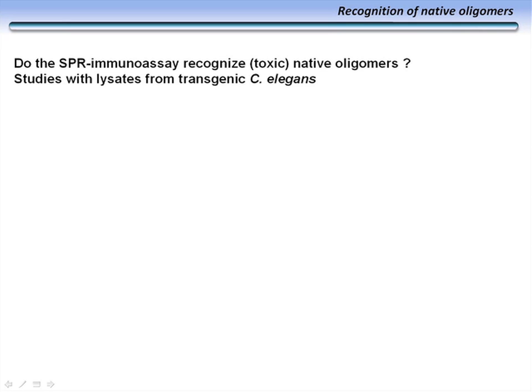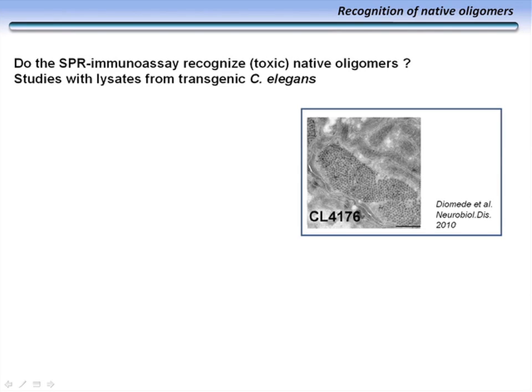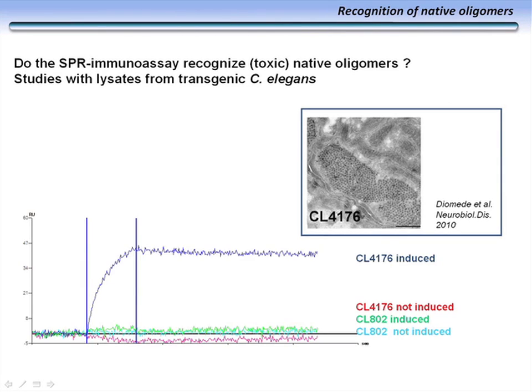And when we injected lysates from these worms, we obtained these sensorgrams, showing a clear signal. Whereas when we injected lysates from worms not induced, that is, not producing Abeta, or control worms, we didn't find any signal. And also you can see that the shape of this sensorgram is the fingerprint of oligomers with a very slow dissociation rate.